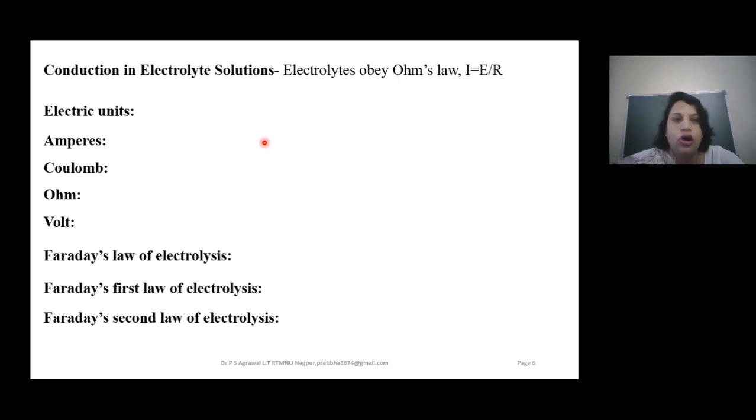Ohm is the unit of electrical resistance. Resistance offered at 0 degree Celsius to a current.